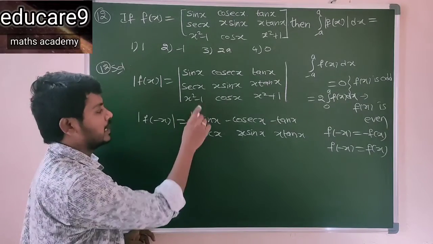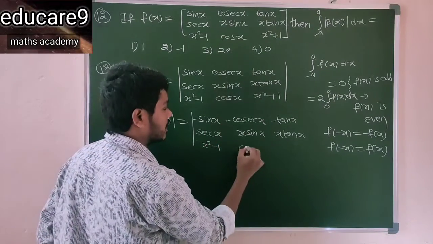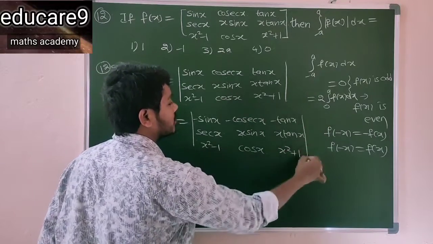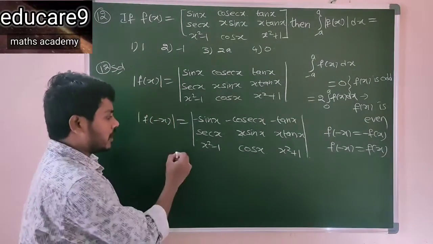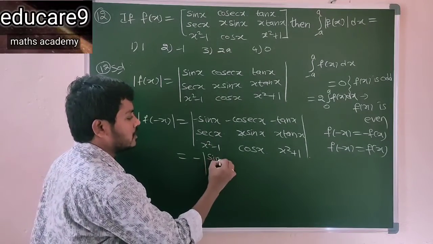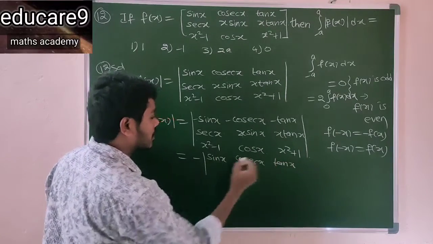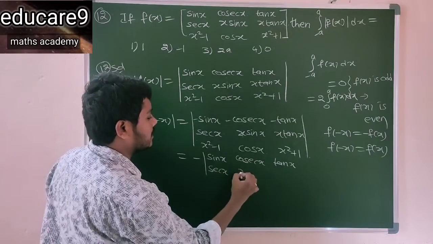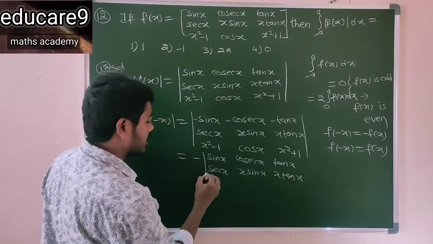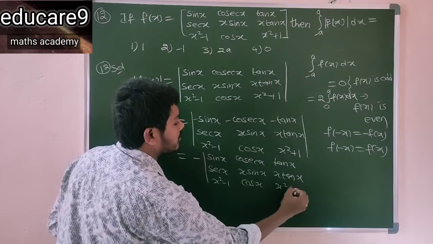Next here, replace x with minus x. You will get x square minus 1. Cos of minus x is cos x. Here also x square plus 1. So now from the first row minus is common. So what do you get? Minus of determinant of sin x, cosec x, tan x, secant x, x sin x, x tan x, and x square minus 1, cos x, x square plus 1.